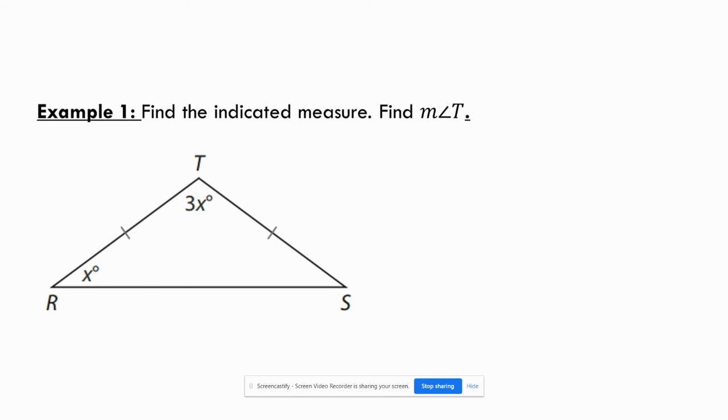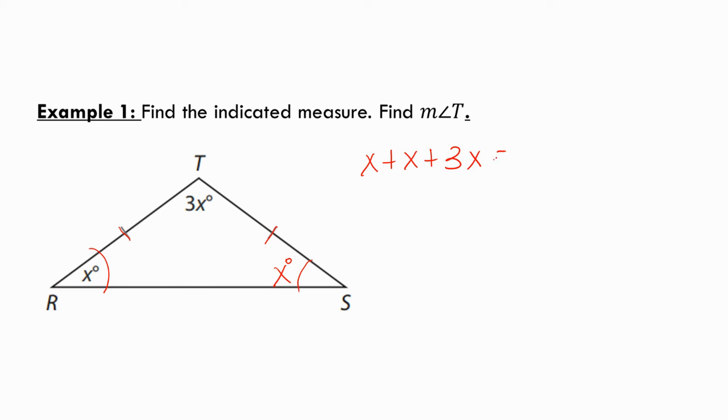Find the indicated measure. Find angle T. So since I have an isosceles triangle here, I know that if these two sides are the same, then these two angles, the angles across, are also the same. So if this is X, then this has to be X. Okay, and then all the angles inside a triangle add up to 180. So X plus X plus 3X equals 180.